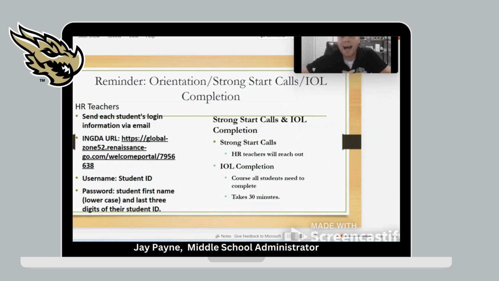The next one is the IOL completion. This is essentially a course that we provide to all students. It shows students how our system works, as well as the basic fundamentals of everything. Now, I will say this course you can generally get through in about 5 minutes. However, we do have a time limit of 30 minutes in order for you to complete the course itself. So if you have not completed this, please make sure to reach out to that homeroom teacher and they can help assist you in this.